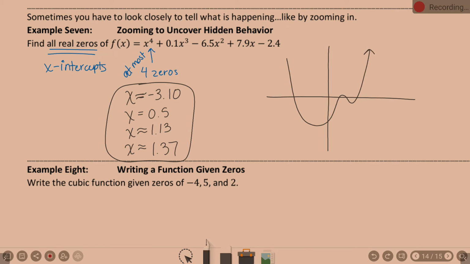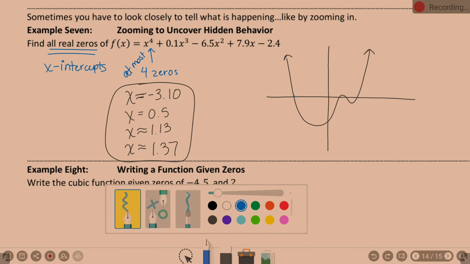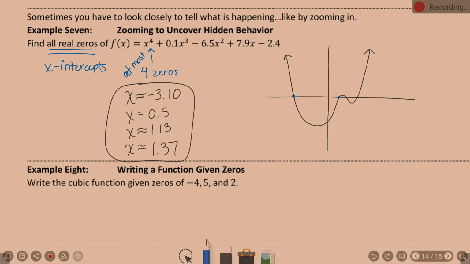Graph looks something like that, right? Yeah. You have 1, 2, 3, and 4 of them right there. So. Okay, questions there? Okay, one more to look at.